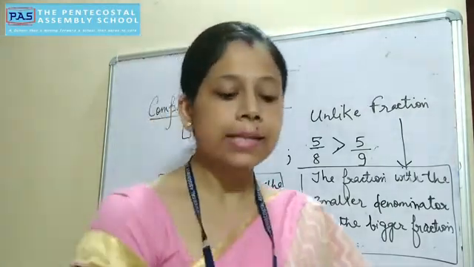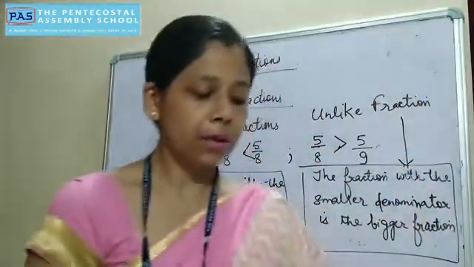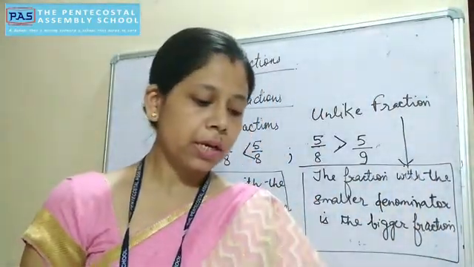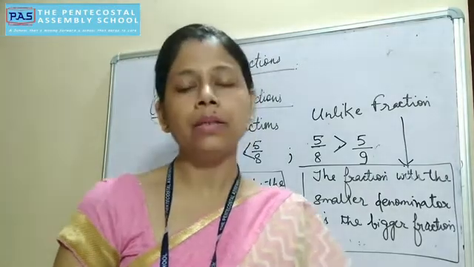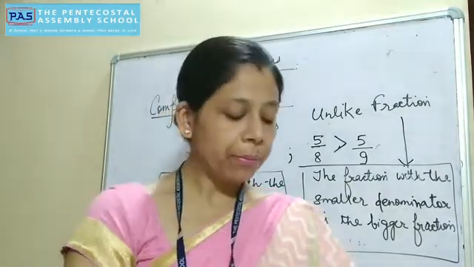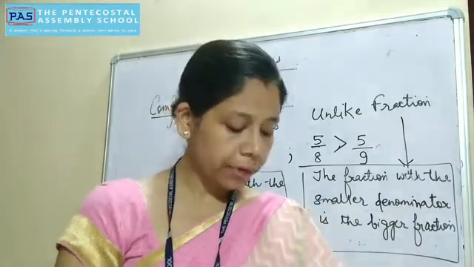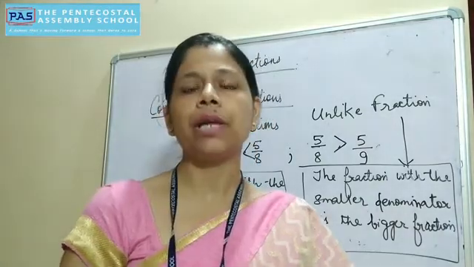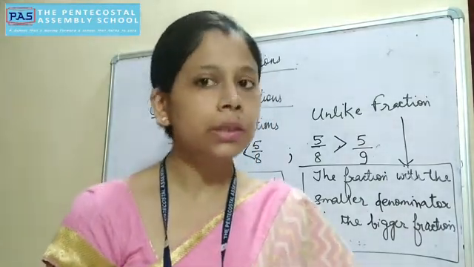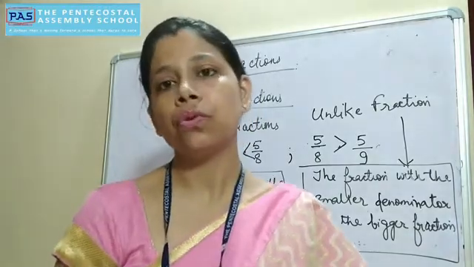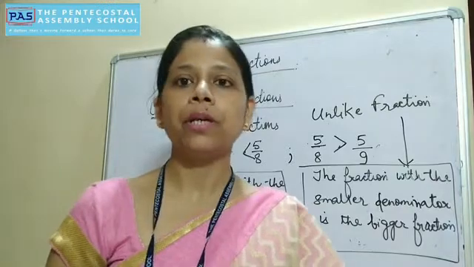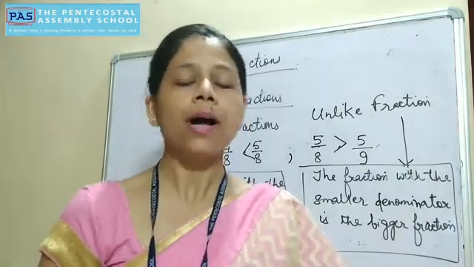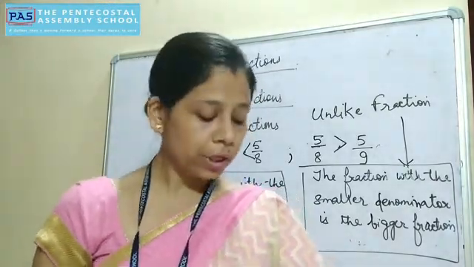In the exercise that we were doing, please take out your book, students. Exercise 6, question number 1. There were many fractions there: proper, improper fractions, like, unlike, unit fraction. I don't want students to get confused. As of now, you just focus on like fractions and unlike fractions. The questions will be from that only in your half-yearly examination. So don't get confused.